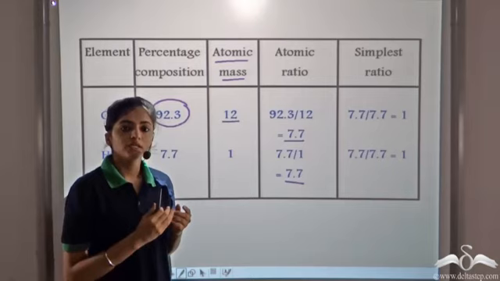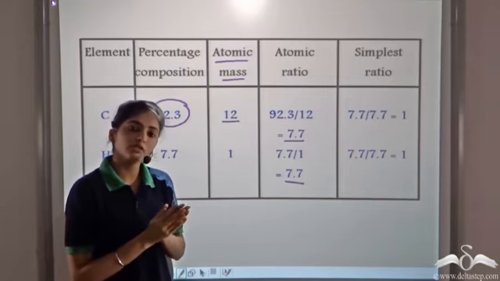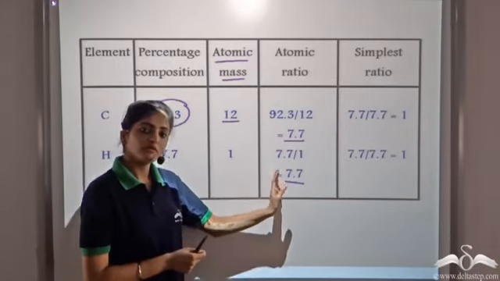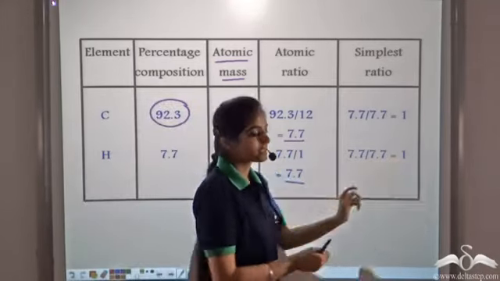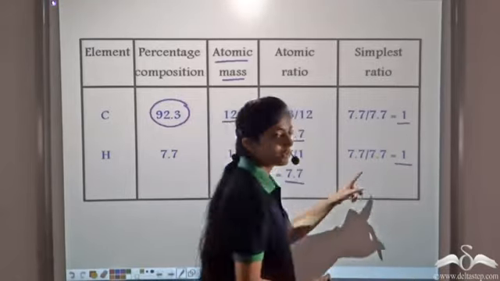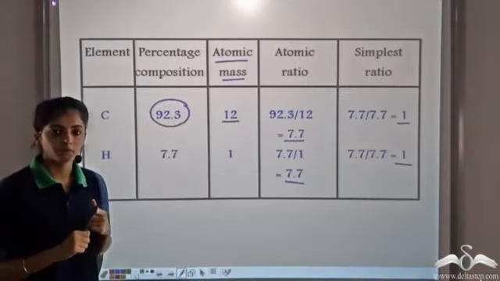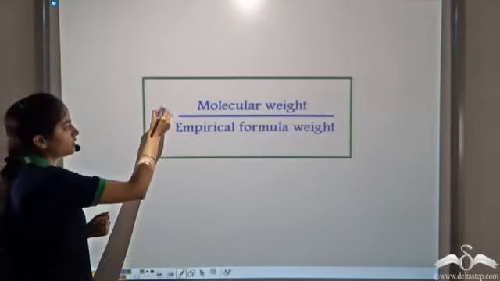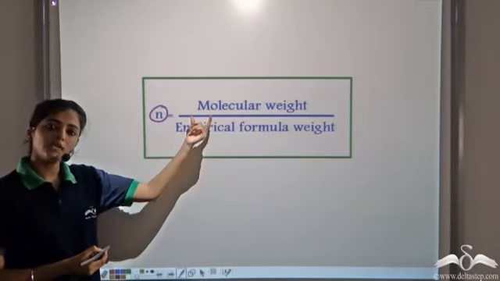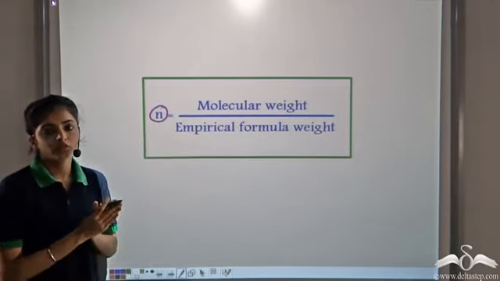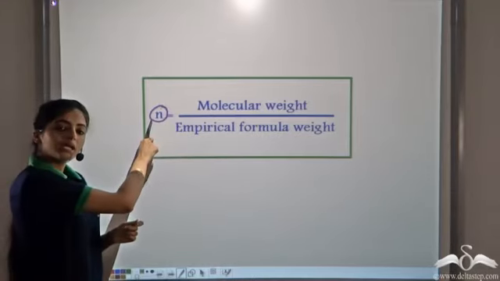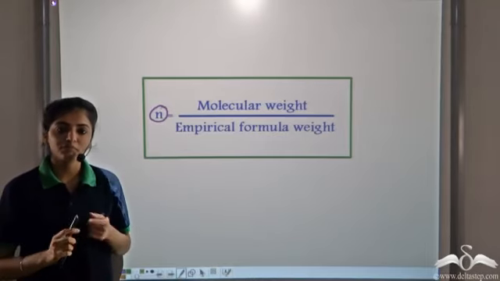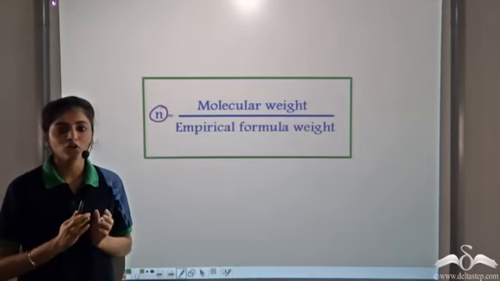Now when we get this ratio, we simplify it in order to get the empirical formula. The empirical formula gives us the simplest ratio in which two or more different elements are present. Once we know the empirical formula, we can calculate the factor n, which is the molecular weight divided by the empirical formula weight. Then we multiply the empirical formula by this factor, and we get the molecular formula. This is how we find the empirical formula and the molecular formula of any compound.